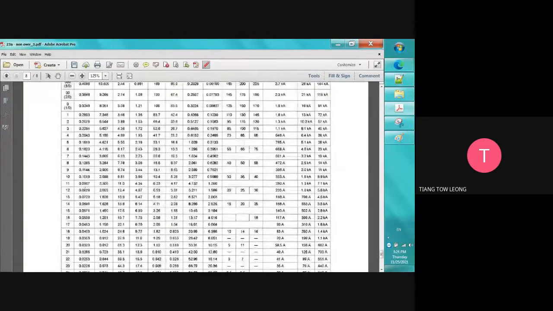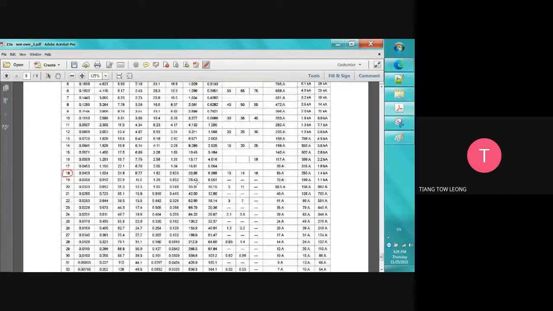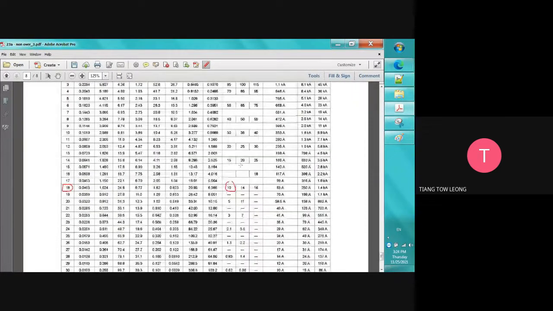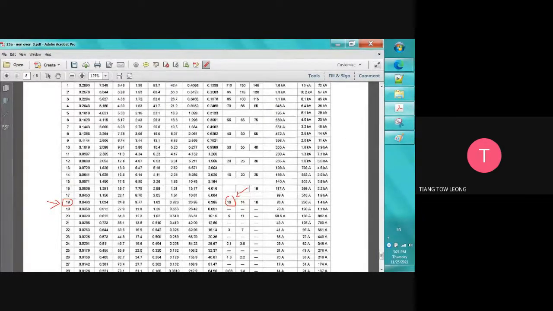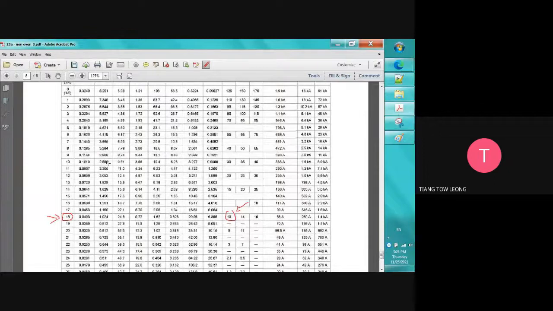By using, let's say, 18. We want to know the ampacity, which is maybe either 60, 75, or 90 as our decision. Let's say it runs at 60 degrees, and then we choose 10 ampere for here. So we will see that AWG 18 actually is sufficient to run a 10 ampere current. And then we need to know why we need to choose AWG, because we need to know the diameter in mm, which is 1.024 mm.